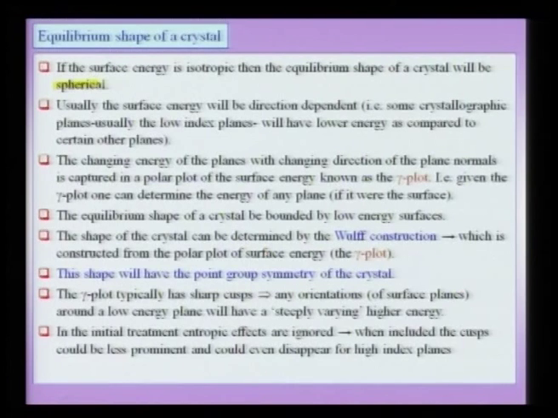Next we go to another important topic, which is the equilibrium shape of a crystal. Now, if the surface energy is isotropic, in other words, surface energy does not depend on the direction in which I am looking, or equivalently the plane of the cut, then the equilibrium shape of the crystal is obviously going to be a sphere. So, the crystal will be spherical if the surface energy has no preferential direction.